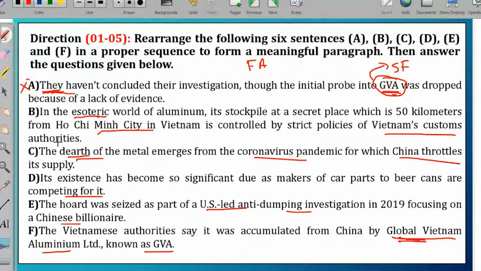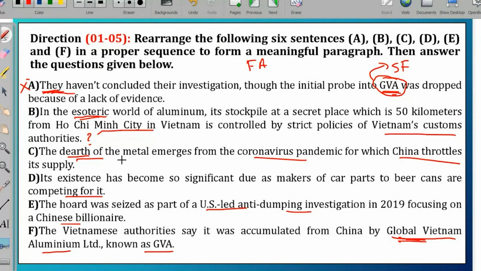Now let's see the second statement. In the esoteric world of aluminum, esoteric is difficult. Its stockpile at a secret place, which is 50 kilometers from Ho Chi Minh City in Vietnam, is controlled by strict policies of Vietnam's customs authorities. Now, this can be your first statement, so let's put a question mark. This can be. The dearth of the metal emerges from the coronavirus pandemic, for which China throttles its supply.